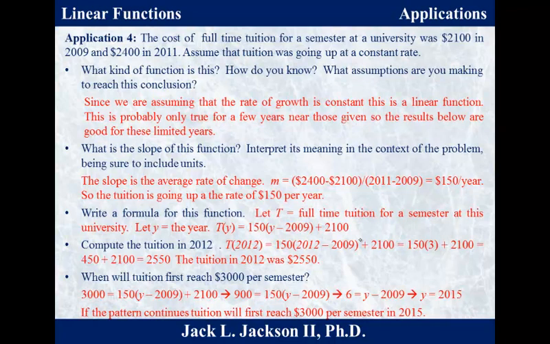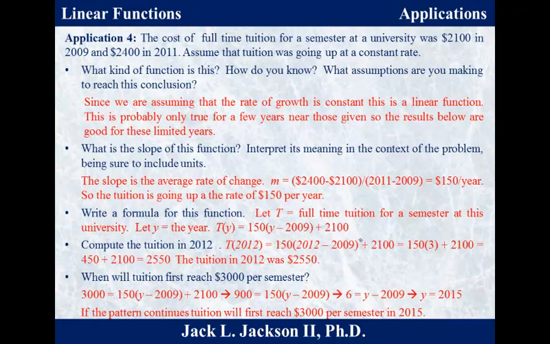So the formula in point-slope form would be t of y equals 150 times parentheses y minus 2009 close parentheses plus 2100. You could have easily done this as t of y equals 150 times y minus 2011 close parentheses plus 2400. And of course, if you'd rather, you can distribute and combine like terms here to get this in slope y-intercept form, or you could factor it out and make it slope x-intercept form. So there are various forms we could do, but it was natural to use the point-slope form because we were given a point and we could easily find the slope. Actually, we're given 2 points.